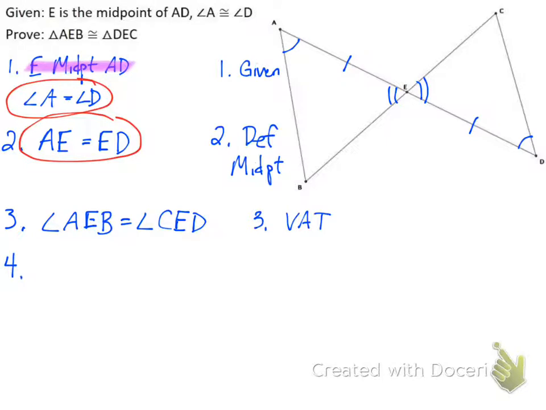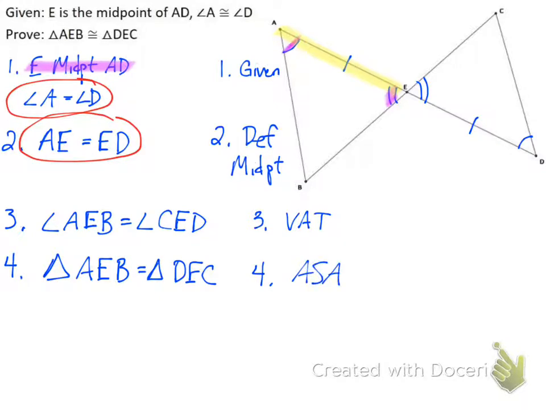So again, just by looking at my picture, these are the two angles that I have equal. And then this is the side. The side is between the two angles. And so I can say that triangle AEB is equal to triangle DEC by angle side angle, because the side is between the two angles that are equal.